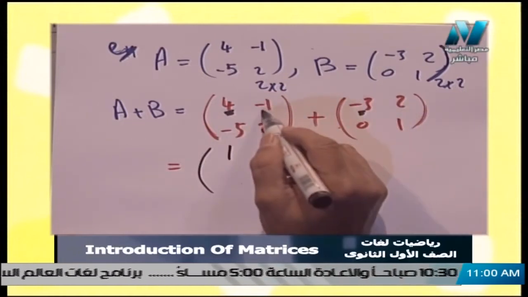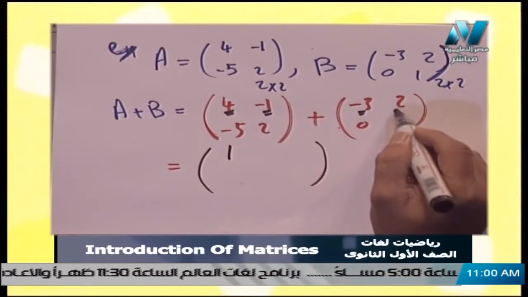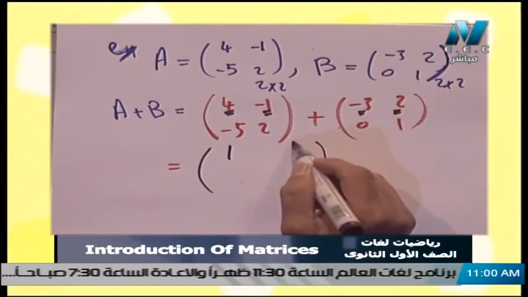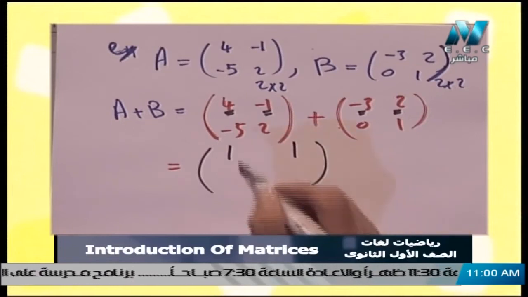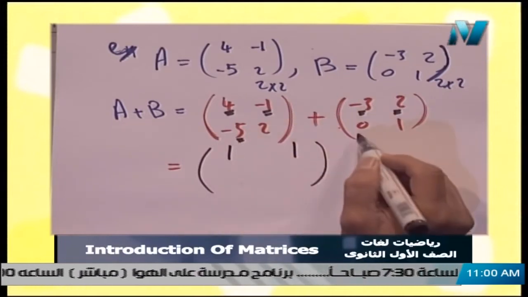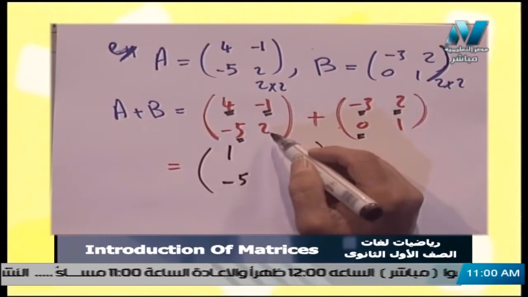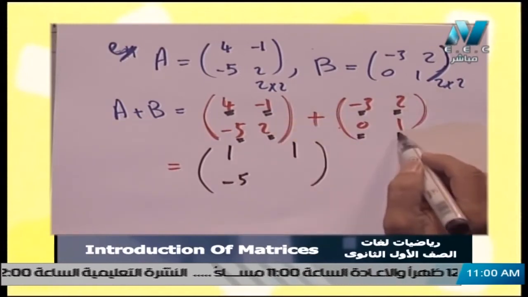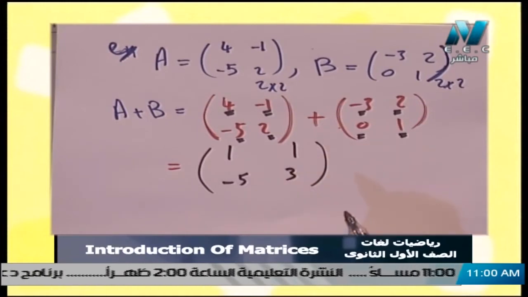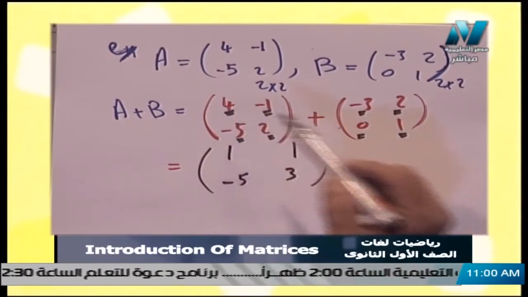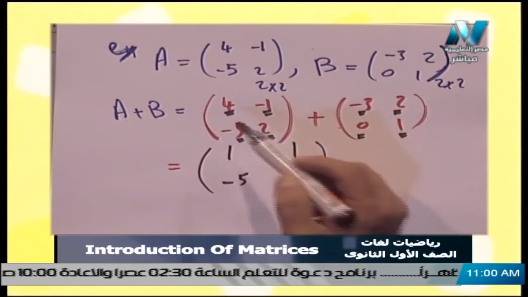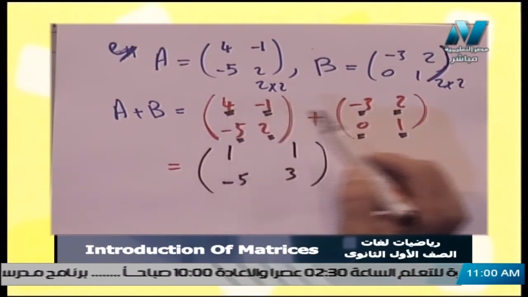And also, we will add negative 1 plus 2. The answer will be 2. We will add negative 5 with 0. Negative 5. Okay. 2 plus 1 equals 3. Okay. We have added the number and its converse.